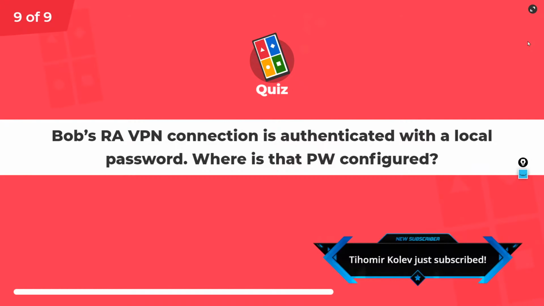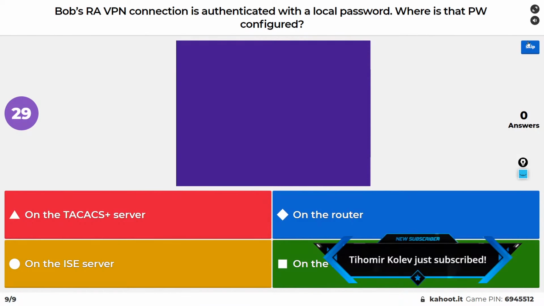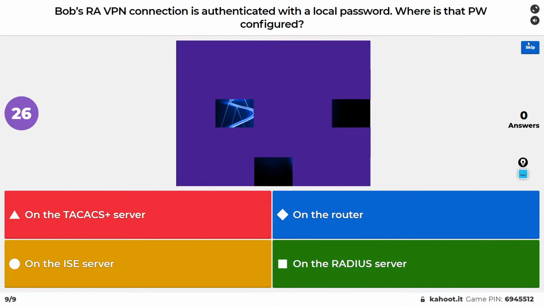Bob's remote access VPN connection is authenticated with a local password. Where is that local password configured?